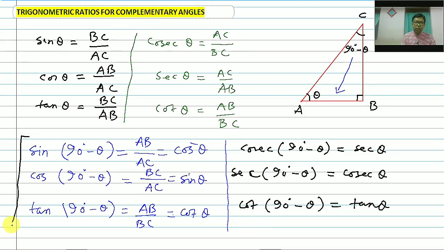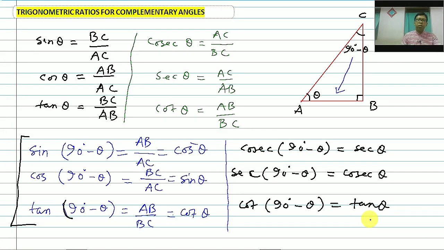Again, I read out all these. Sin of 90 degree minus theta is equal to cos theta, cos 90 degree minus theta is equal to sin theta, tan of 90 degree minus theta is equal to cot theta, and finally cosec of 90 degree minus theta is equal to sec theta, sec of 90 degree minus theta is equal to cosec theta, and cot of 90 degree minus theta is equal to tan theta.